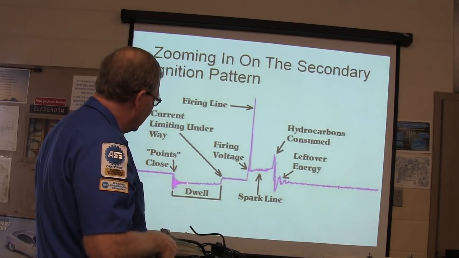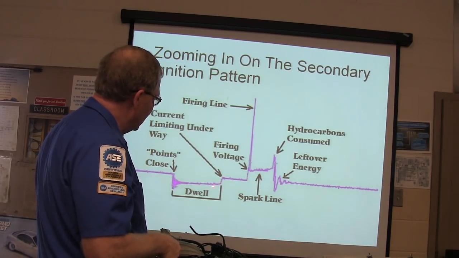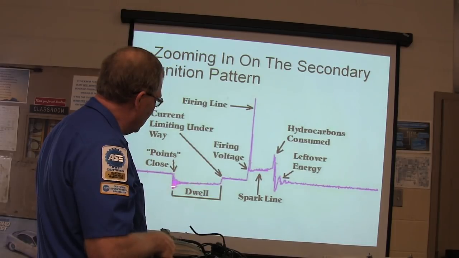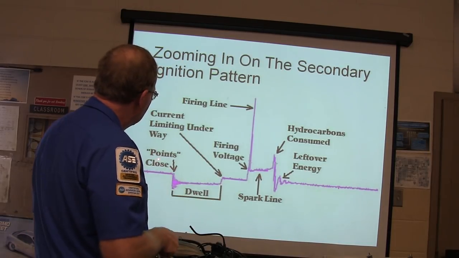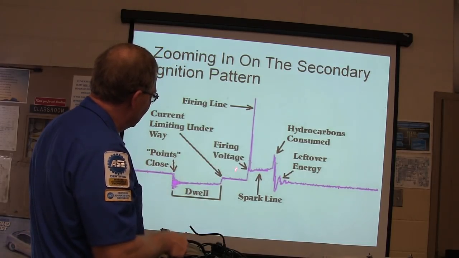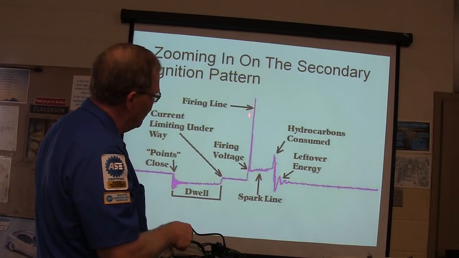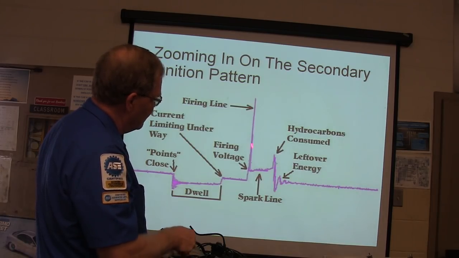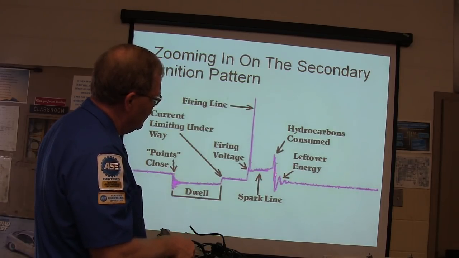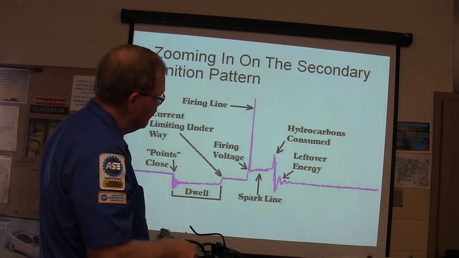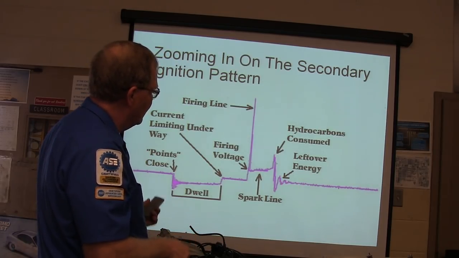Some of the electronic modules have current limiting circuitry that is saturating the coil, that's your primary on the coil. Points closed, current limiting, firing voltage, spark line is what that's called. This is the firing line, this is the spark line. Know the difference. Leftover energy: if you have a weak ignition coil or something is robbing some voltage from this circuit, you will not have leftover energy here. Hydrocarbons consumed, you got an upkick, right?